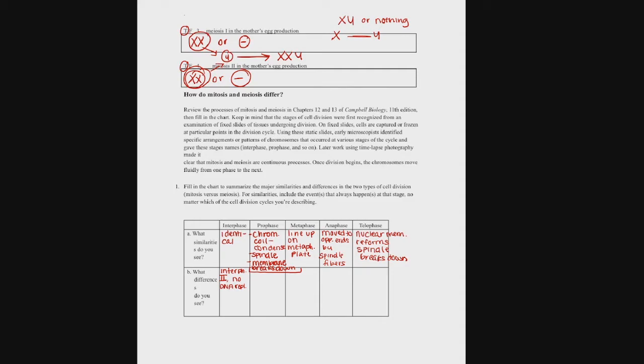Prophase. In prophase 1 of meiosis, synapsis occurs. This does not occur in mitotic division. It's purely in meiosis that synapsis and crossing over actually occur.